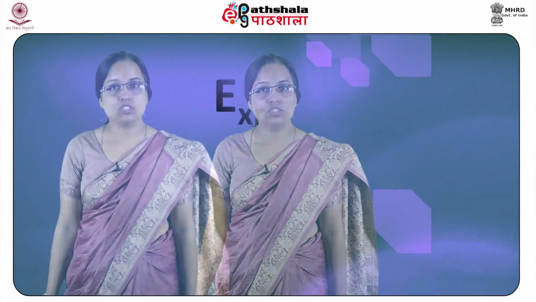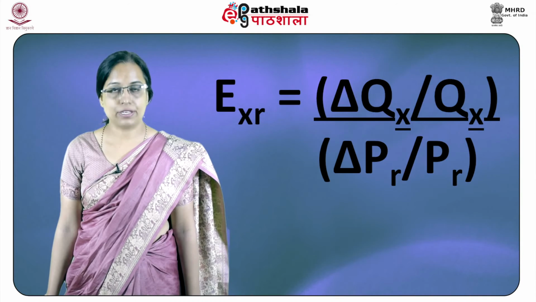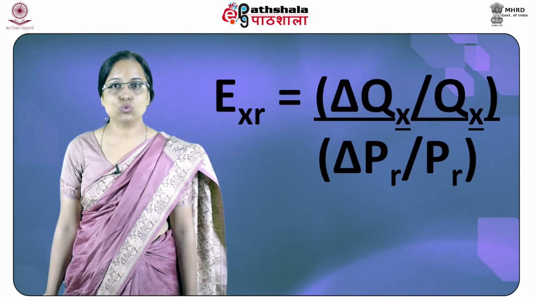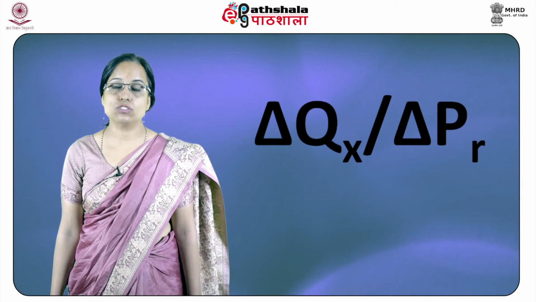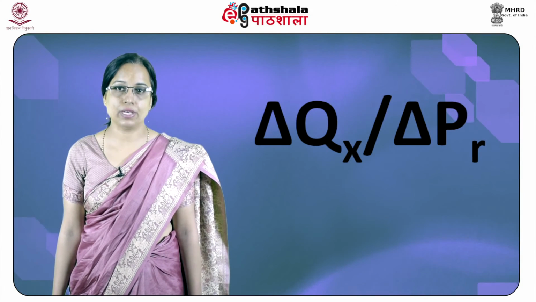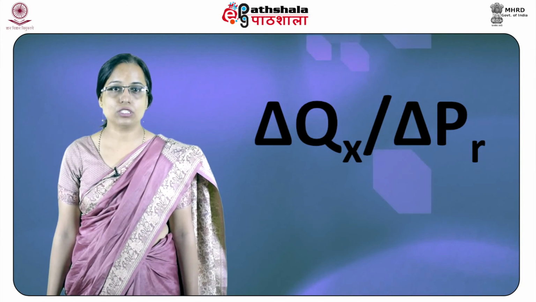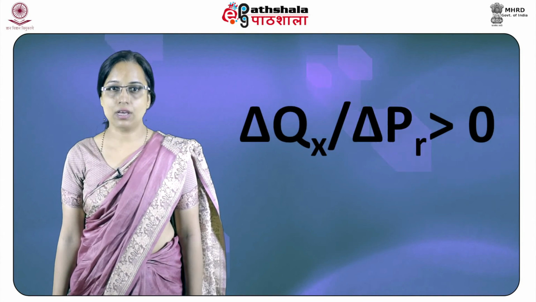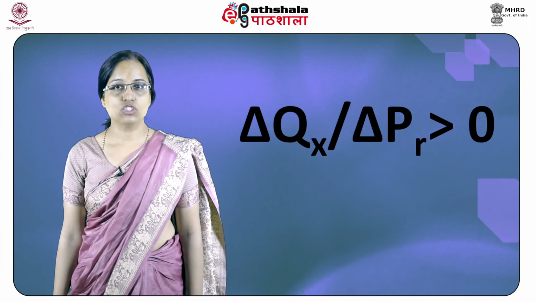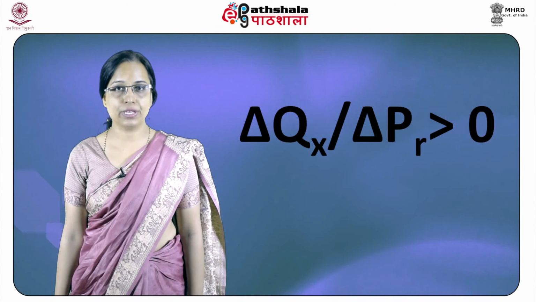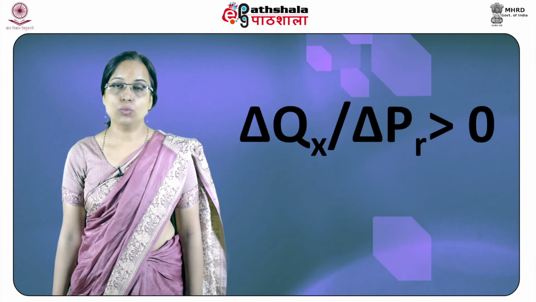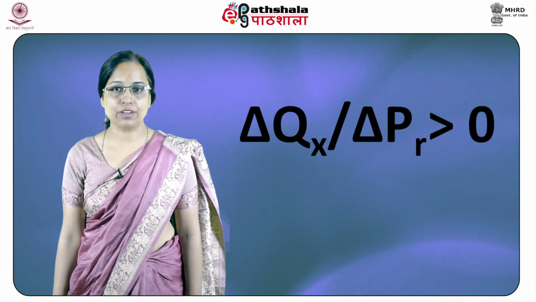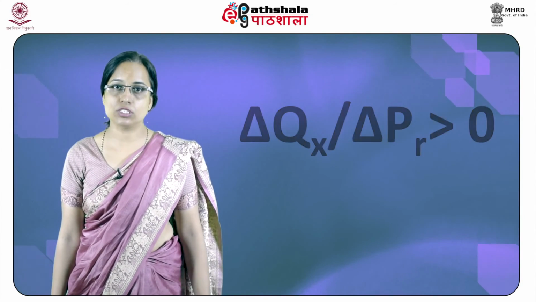The mathematical formula for cross price elasticity of demand is change in quantity of X divided by X, divided by change in price of the related commodity divided by the price of the related commodity. Note, PR is the price of the related good here. Clearly, the sign of EXR depends on the sign of change in QX by change in PR, which could be negative or positive. If the goods X and R are substitutes, then change in QX divided by change in PR is greater than 0. That is, more of X is bought with a rise in the price of R. This implies that EXR is positive.